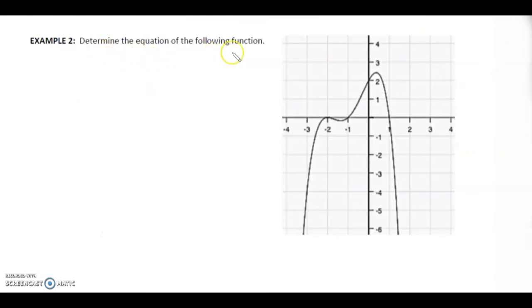Determine the equation of the following function. Okay, so this time we have a graph, so we actually have to determine the x-intercepts. We have an x-intercept here at negative 2, so let's make a list: x-intercepts at negative 2, and this is going to be order 2 because it comes up and pops back down. Okay, because that's a maximum value.